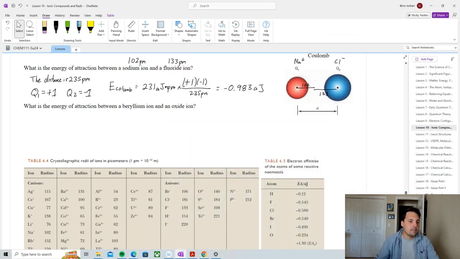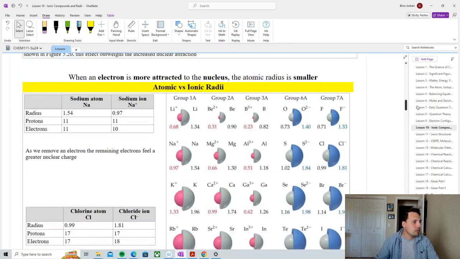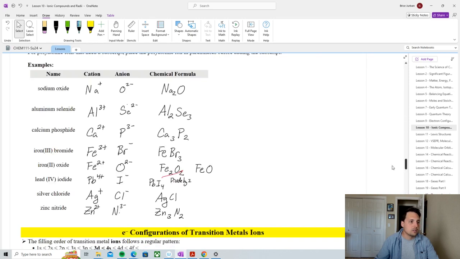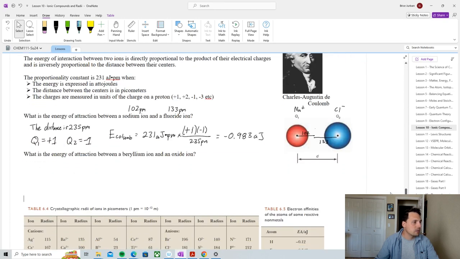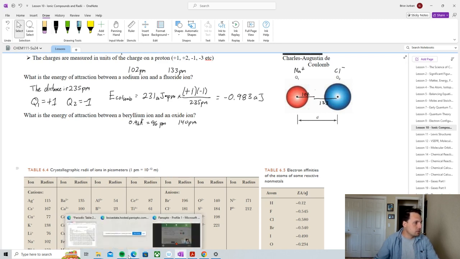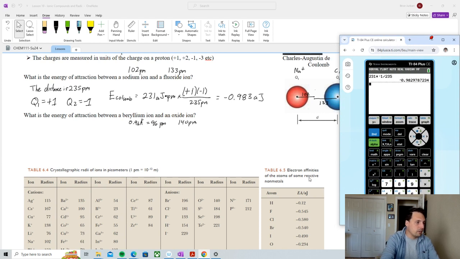Oh, you know what? I have the value up here at the top. We can try this value here. So 0.96 angstroms. We'll just want to convert that to picometers. So 0.96 angstroms is the same thing as 96 picometers. And then oxide is going to be 140 picometers. The total of those two is going to be, on the calculator, 96 plus 140, or 236 picometers.